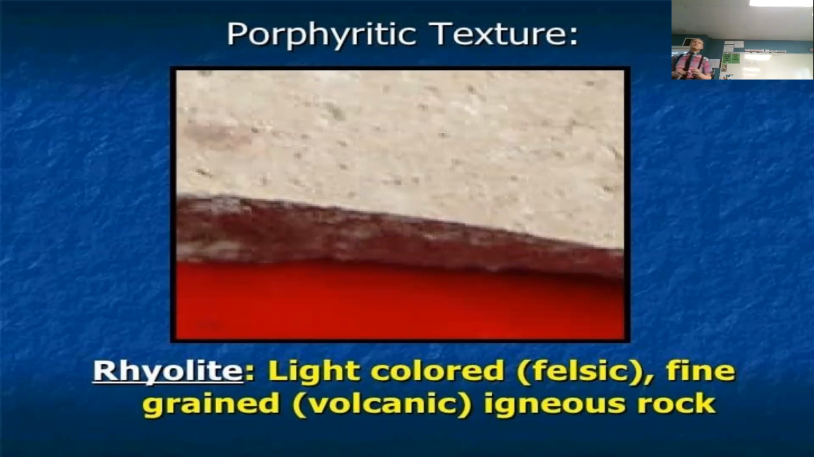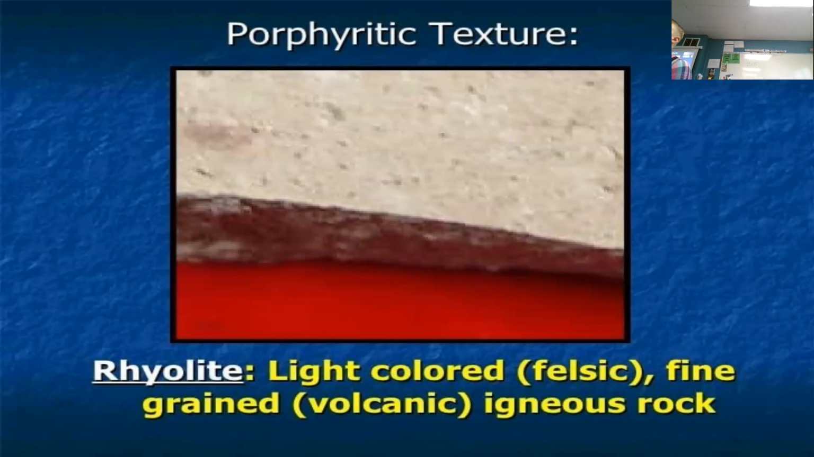Okay, you need to write down all of this for this one. For this guy, the example was rhyolite. That's going to be light colored. If it's light colored, does it have a lot of silica or not a lot of silica? Not a lot of silica if it is light colored. So: light colored, felsic, fine grain, meaning volcanic, igneous rock. That is how you would determine if it is the porphyritic texture.